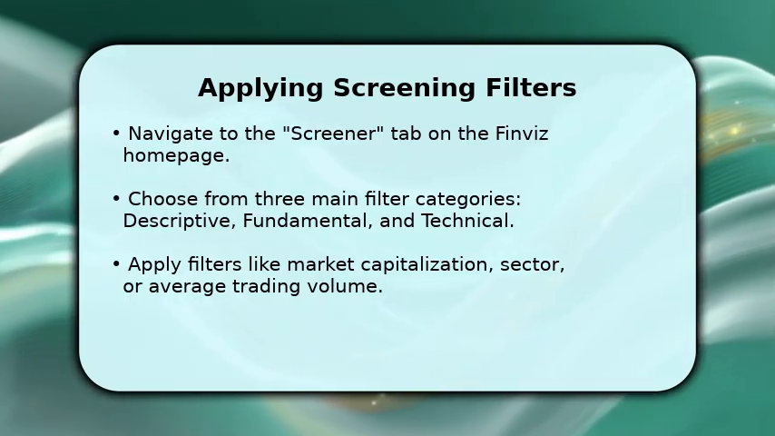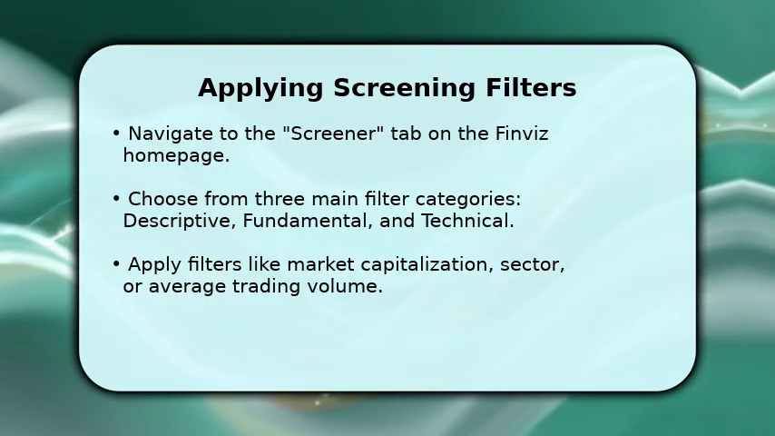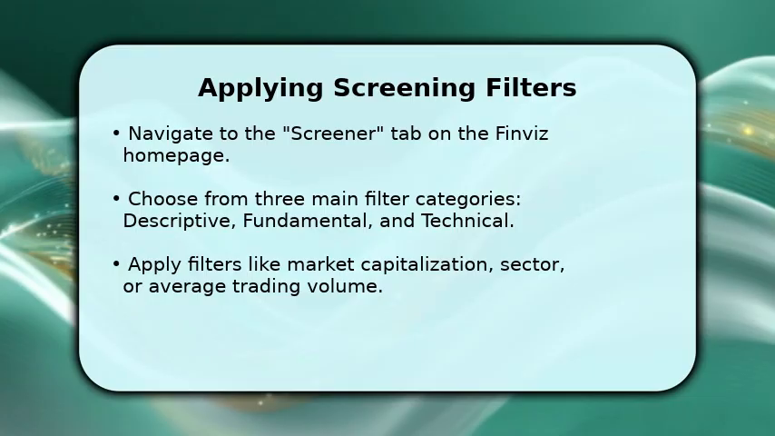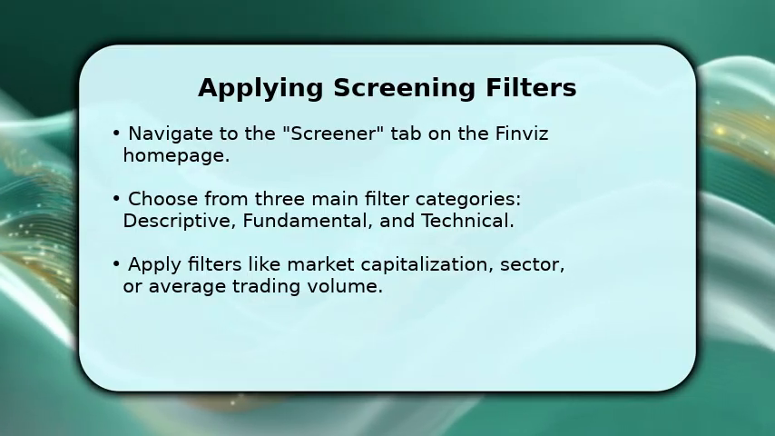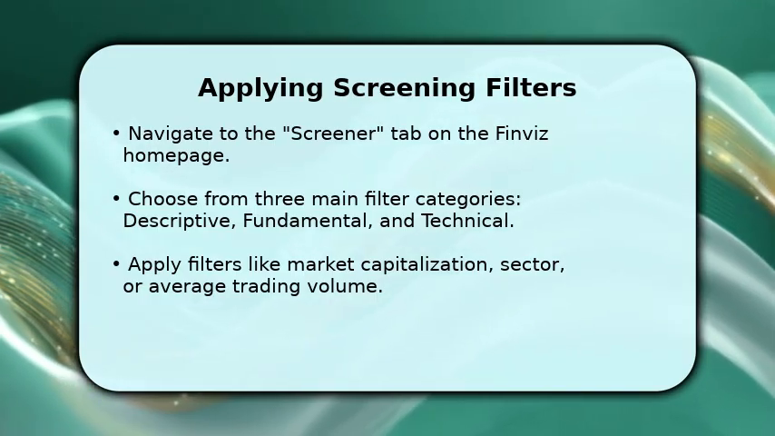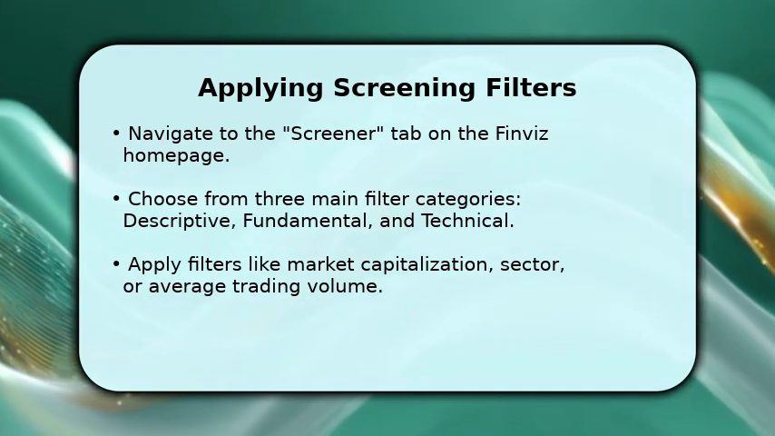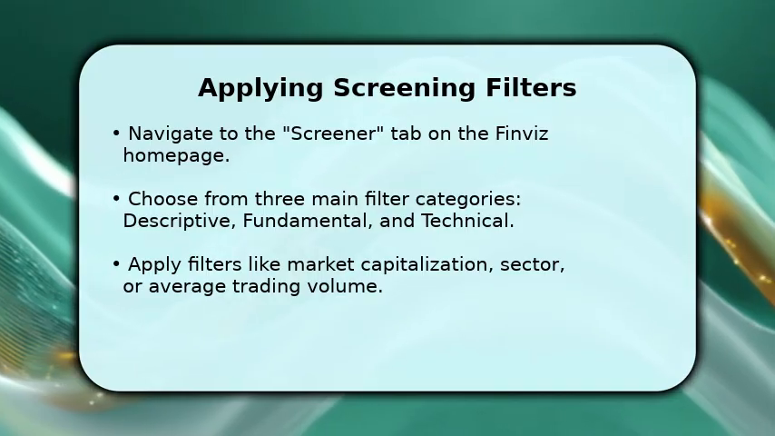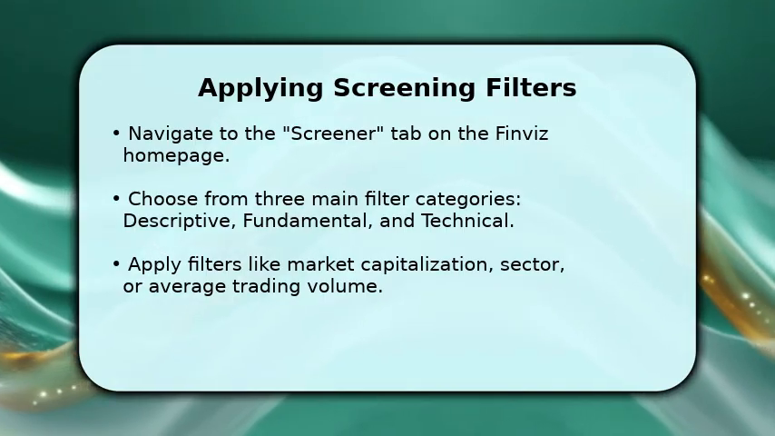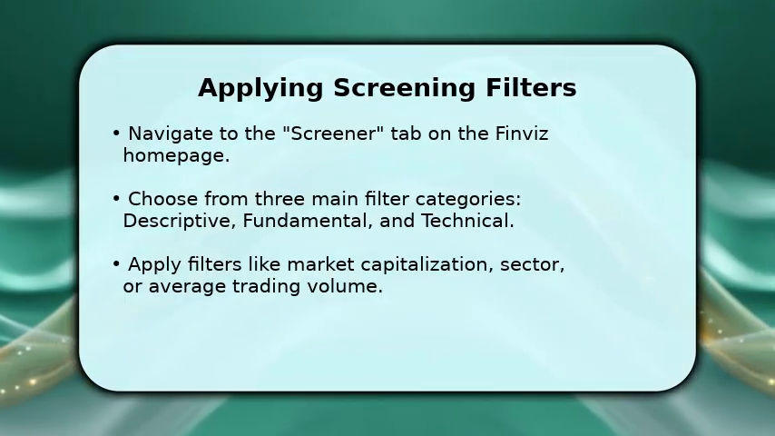Here, you will find three primary filter categories to refine your search: descriptive, fundamental, and technical. Descriptive filters cover general stock characteristics such as market capitalization, sector, or industry. Fundamental filters focus on financial metrics like the price-to-earnings ratio or earnings per share growth. Technical filters, on the other hand, help identify price trends and chart patterns, such as moving averages or the relative strength index. You can apply one or many filters.